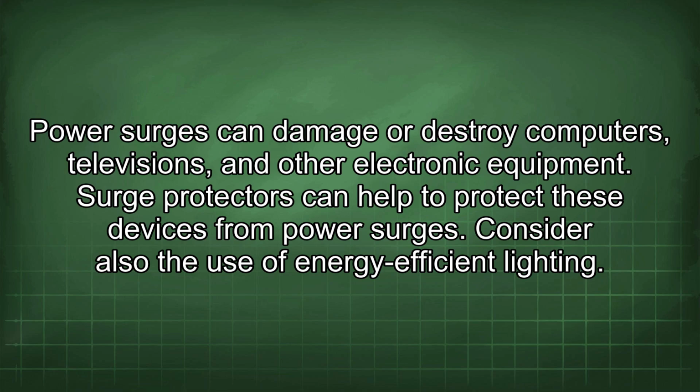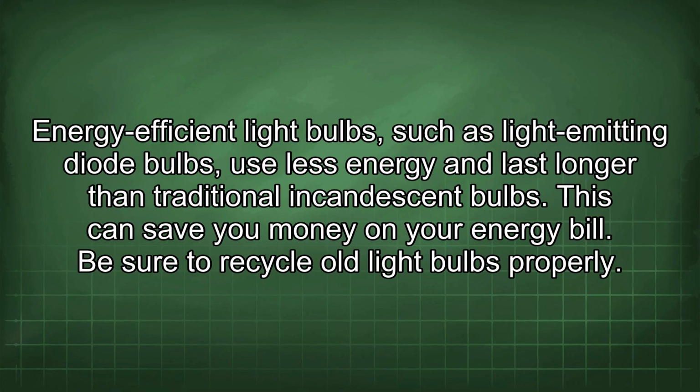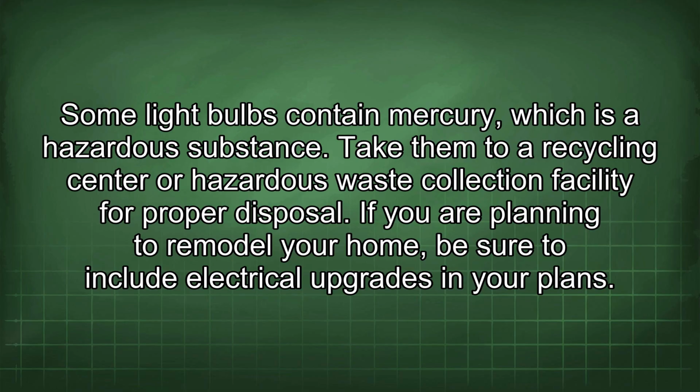Consider also the use of energy-efficient lighting. Energy-efficient light bulbs, such as light-emitting diode bulbs, use less energy and last longer than traditional incandescent bulbs. This can save you money on your energy bill. Be sure to recycle old light bulbs properly. Some light bulbs contain mercury, which is a hazardous substance. Take them to a recycling center or hazardous waste collection facility for proper disposal.